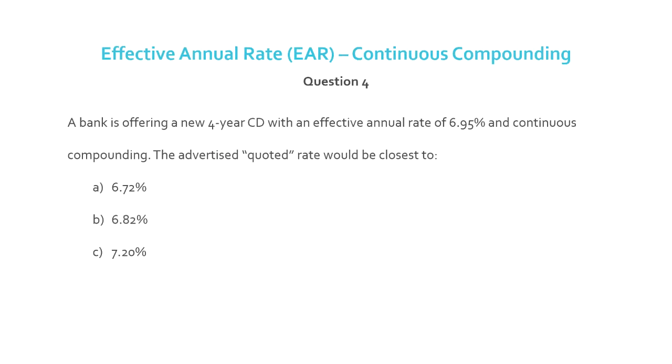Now finally, we've got our last question, and this is basically a bank that's offering a deposit product, a savings product, with an effective annual rate of 6.95%. So in this question, we know the effective annual rate. That's a given. It's 6.95%. It's continuously compounded though. So the advertised quoted rate is what we're trying to find.